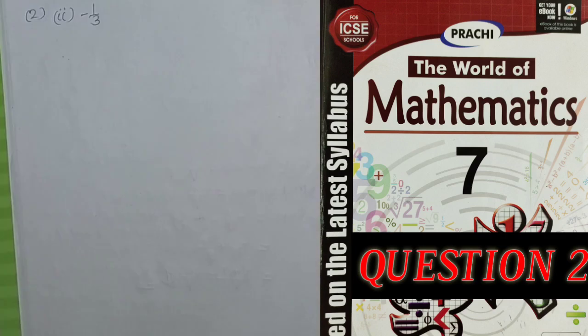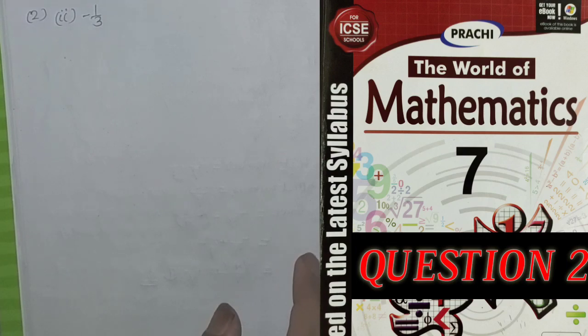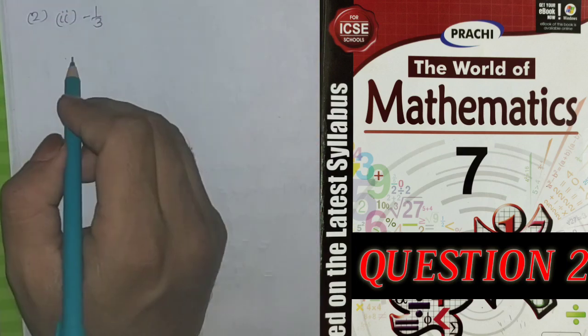Okay, let's move to the second question, part 2. It is given that minus 1 by 3.